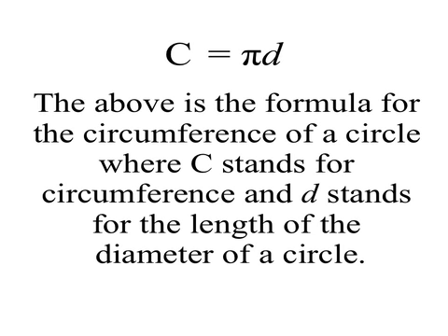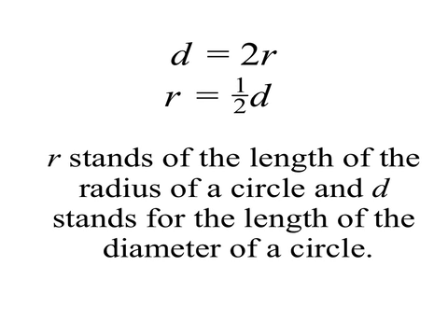And the reason there's two ways to find the circumference of the circle has to do with two more formulas. The top formula tells us that the length of a diameter is equal to 2 times the length of a radius in any circle. And the second formula tells us that the length of a radius is equal to 1/2 the length of a diameter in any circle. The top formula is the length of a diameter expressed in terms of the length of the radius, and the bottom formula is the length of a radius expressed in terms of the length of a diameter.